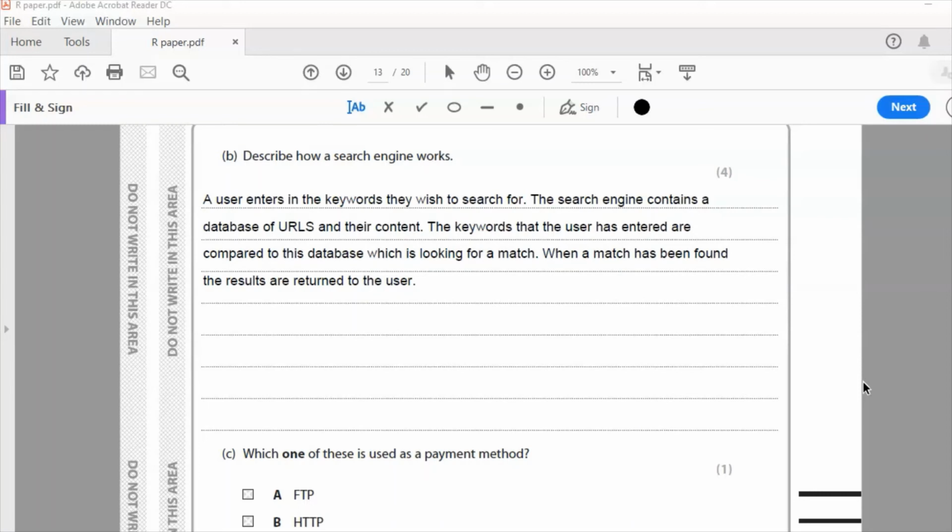Search engine contains a database of URLs and their content. It's 1 mark there. Keywords that the user enters are compared to the database which is looking for a match. 2 marks. When a match has been found, the results are returned to user. 3 marks. There's 4 marks. So it's returning the URLs for 4 marks there. And that's how the search engine works.